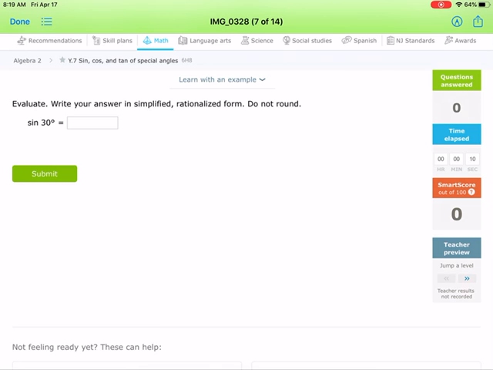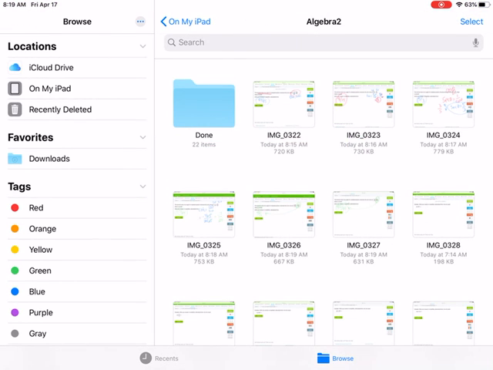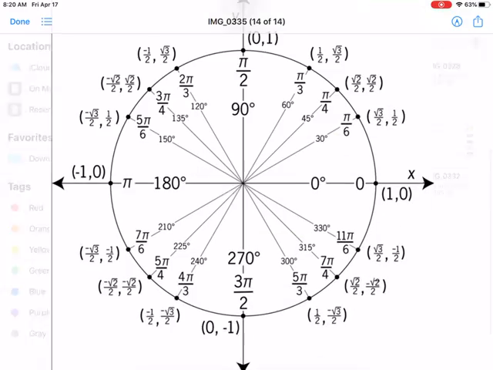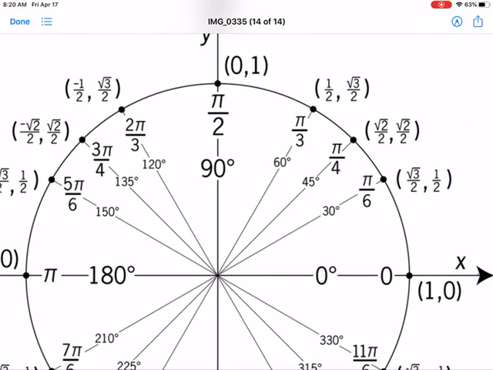All right, so we're up to Y7 now. We're just doing Y6 through Y8. Y7 says, evaluate the sine of 30, write your answer in simplified rationalized form. So this is using the unit circle now. I'm just going to zoom out of this and go to the unit circle, pull that up. It says, look at the sine of 30 degrees and leave it in simplified rationalized form.